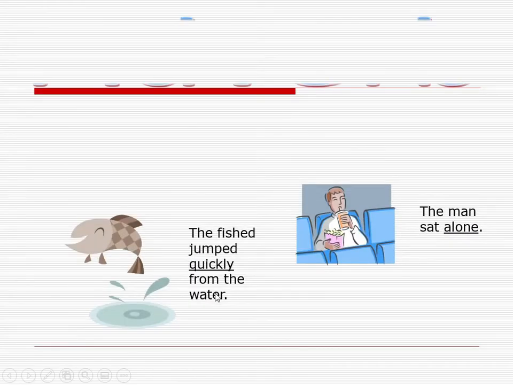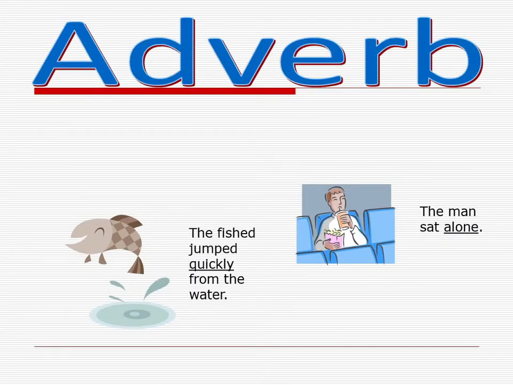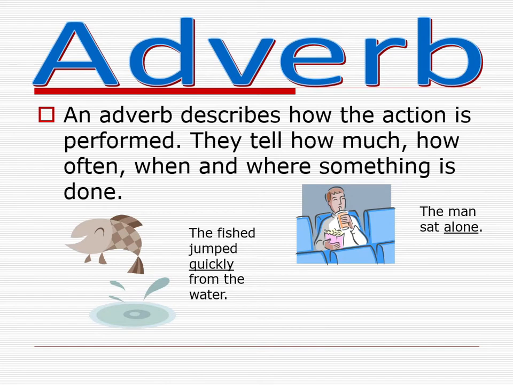So the next, adverb. What's an adverb? An adverb describes how the action is performed. They tell how much, how often, when, and where something is done. Like the fish jumped quickly from the water. Here the adverb is quickly. The man sat alone. Here the adverb is alone.